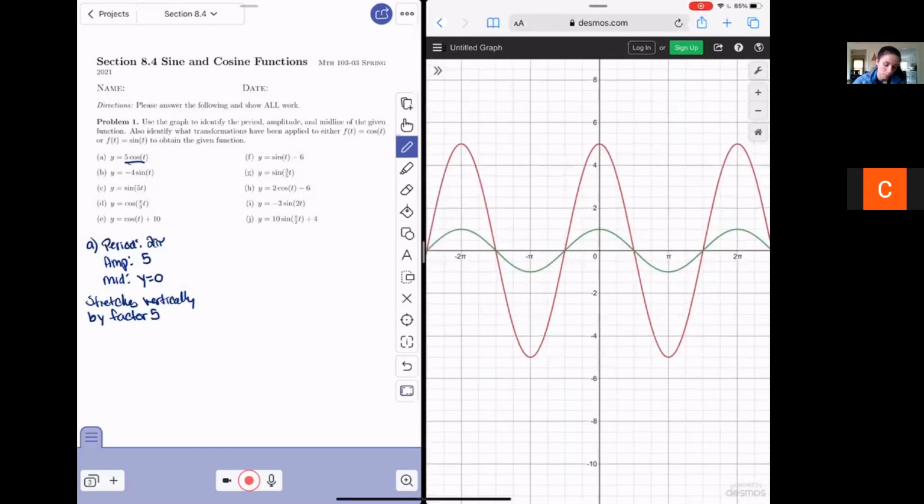And we could see this if I go ahead and throw my cosine graph on here, we see that the green one is the original function, the parent function. We see that these peaks are just stretched by a factor 5. Any questions there? Okay, moving on to B.